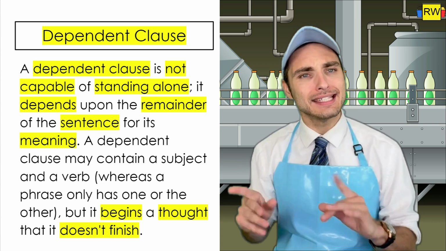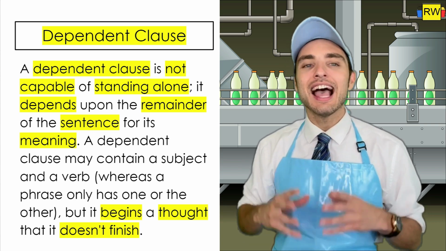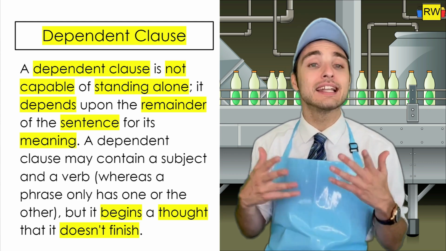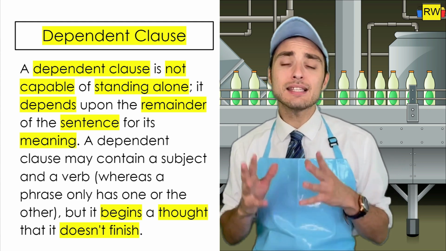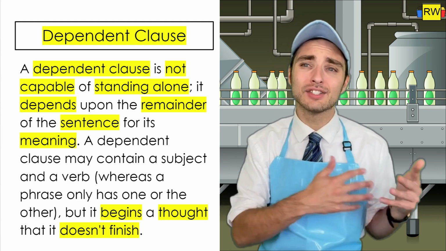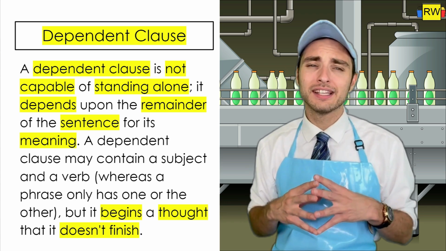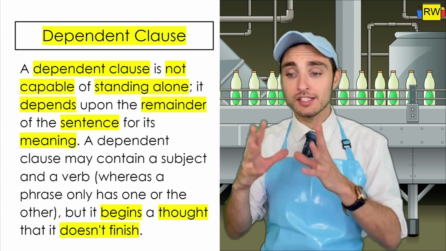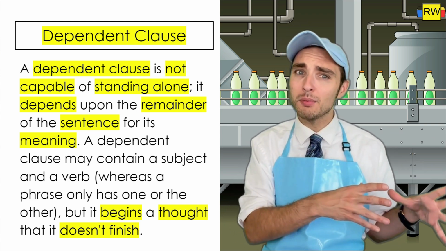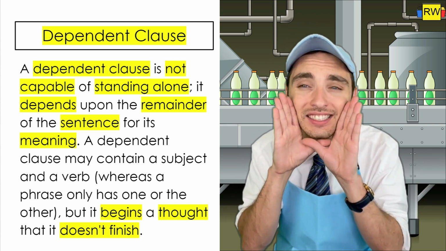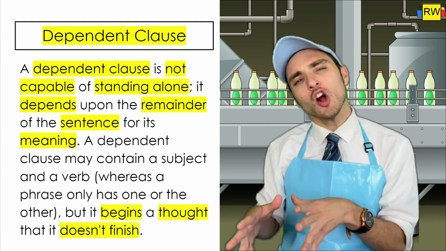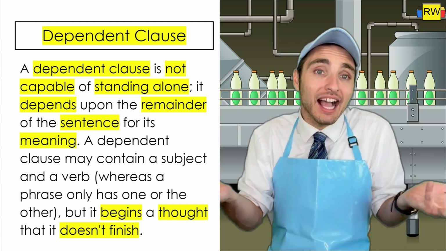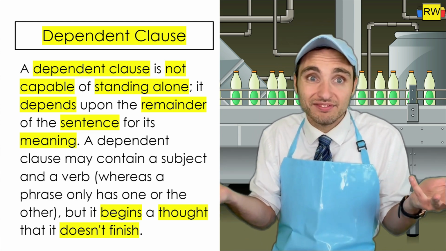But what is a dependent clause? A dependent clause is a clause that is not capable of standing alone. In fact, it depends on the remainder of the sentence for its meaning. Keep in mind that a dependent clause does have a subject and a verb, whereas a phrase doesn't, and it starts an idea, but it doesn't finish it. It's an incomplete idea, in essence.